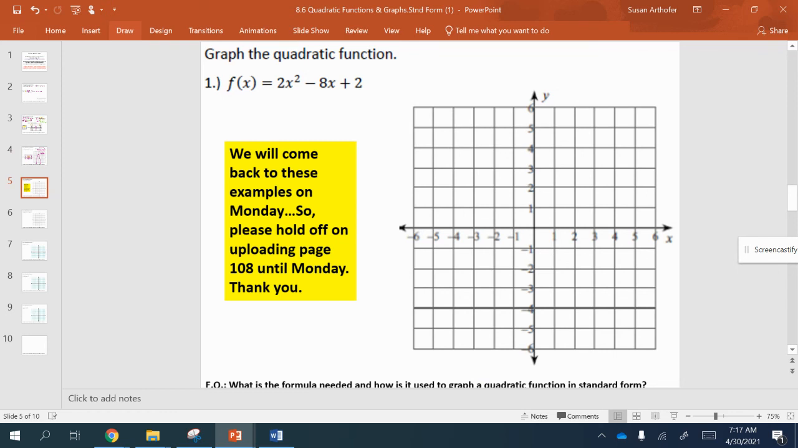So this is example 1. We'll come back to these examples on Monday. So please hold off on uploading page 108 until Monday. And like I said, we're going to skip around now a little bit in your notes. So don't be crossing out any pages. Just leave them nice and ready to use. We're going to be doing some of your notebook pages out of order.